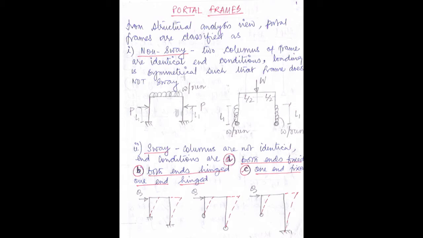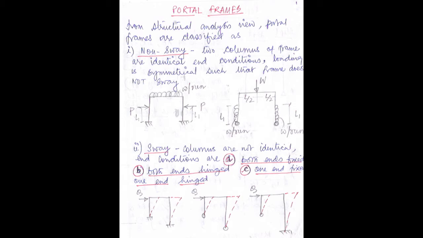But from a structural analysis view, it can be classified in two categories. Number 1, non-sway. Number 2, sway. What do we understand by a non-sway portal frame? Non-sway means in these portal frames, the two columns are identical. Identical in the sense that they are identical in end conditions. End conditions means either both the supports should be fixed supports or both the supports should be hinge supports, like that. So they are identical end conditions.